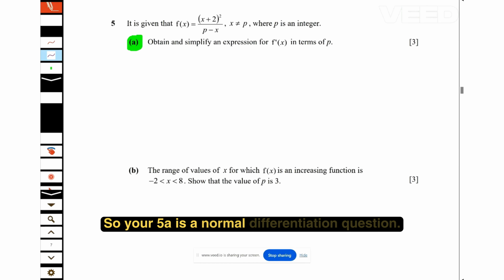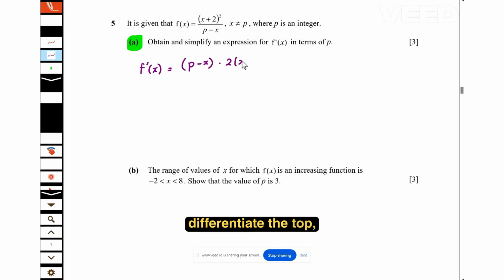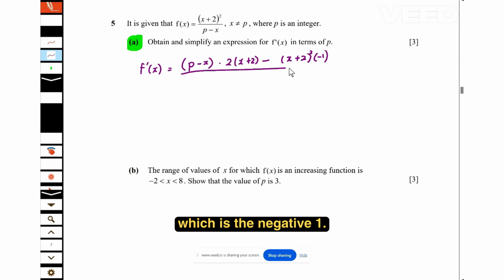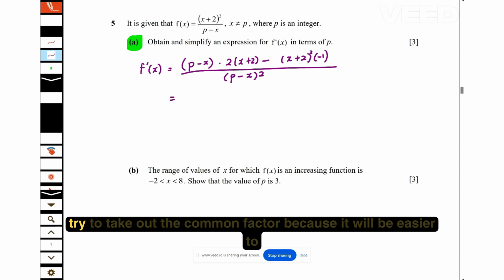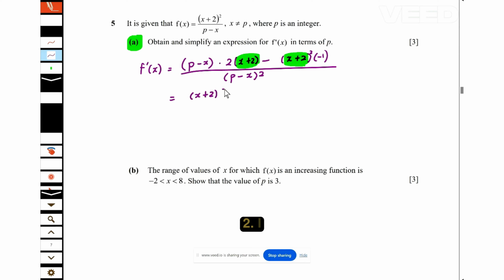So your 5a is a normal differentiation question. I'm going to use my quotient rule. So I shall keep the bottom, multiply, differentiate the top, minus, copy the top, then differentiate the denominator, which is a negative 1. When you finish your quotient or product rule, try to take out the common factor because it'll be easier to solve it later on. So I'm going to factorize out my x plus 2.